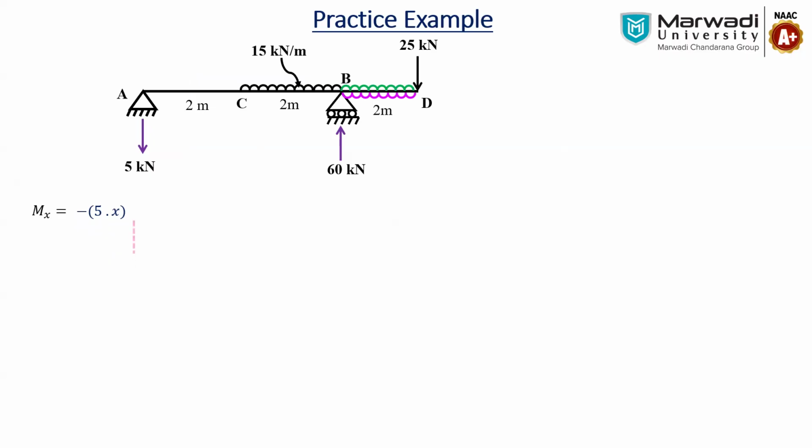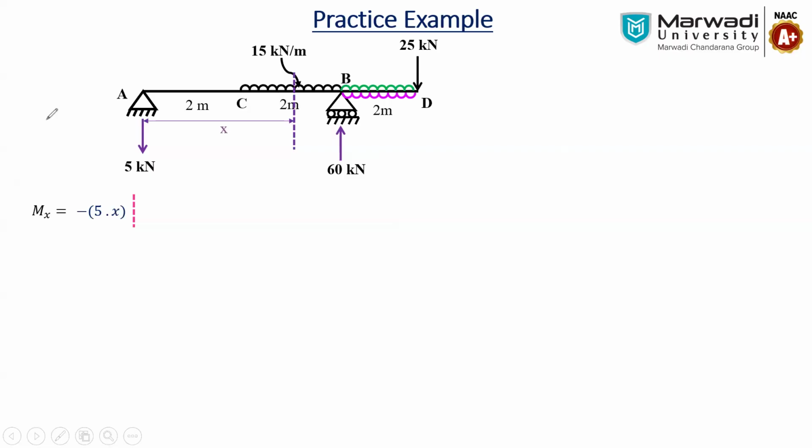So let's draw the section line, and we'll go for another section, and it will be shown like x. Already we have considered the 5 kilonewton load reaction, so we don't have to consider it again. We will go for the UDL. And what is our load? That is 15. At how much distance is it going to act? So here this is 2 meter, right? A to C.